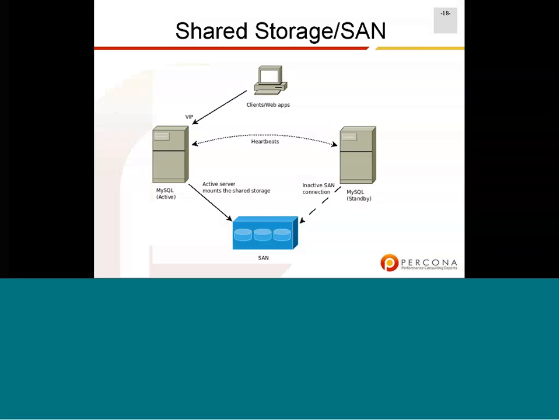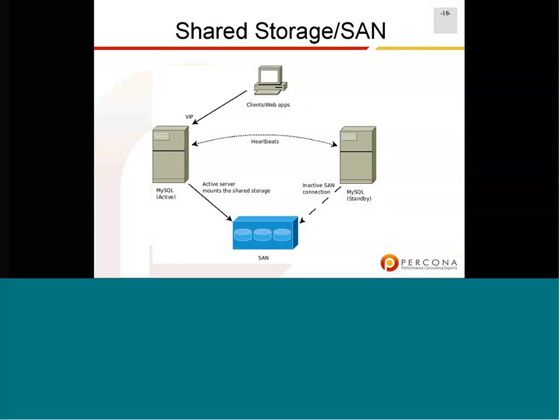You can use Red Hat Cluster. There are many cluster managers that offer about the same type of features. Basically, what the cluster manager does is it manages a few resources: a virtual IP, a mount point, which will mount a shared partition on a SAN, and MySQL.